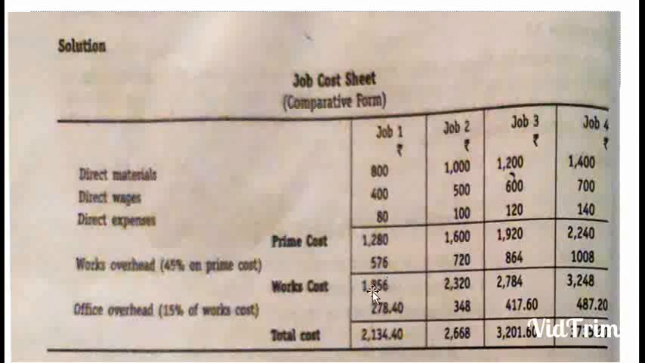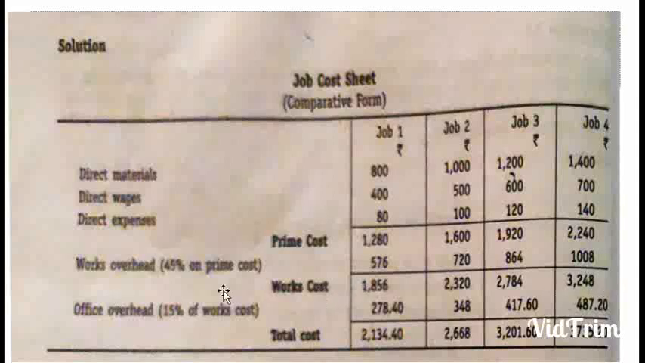1280 plus 576 will give you 1856. 1600 plus 720 will give you 2320. 1920 plus 864 will give you 2784. 2240 of prime cost plus your works overhead 1008 will give you 3248.